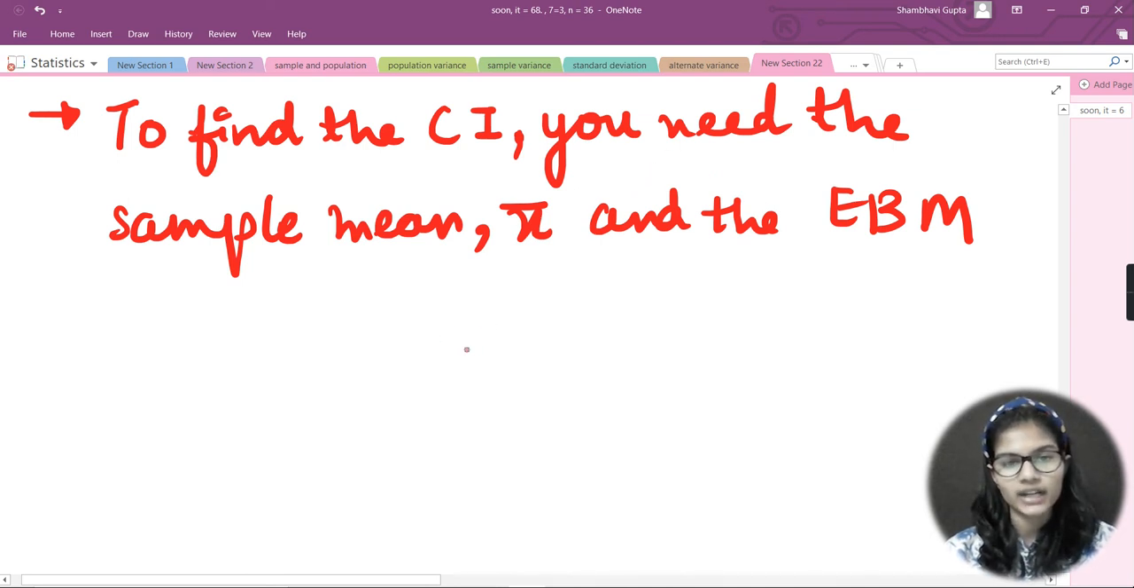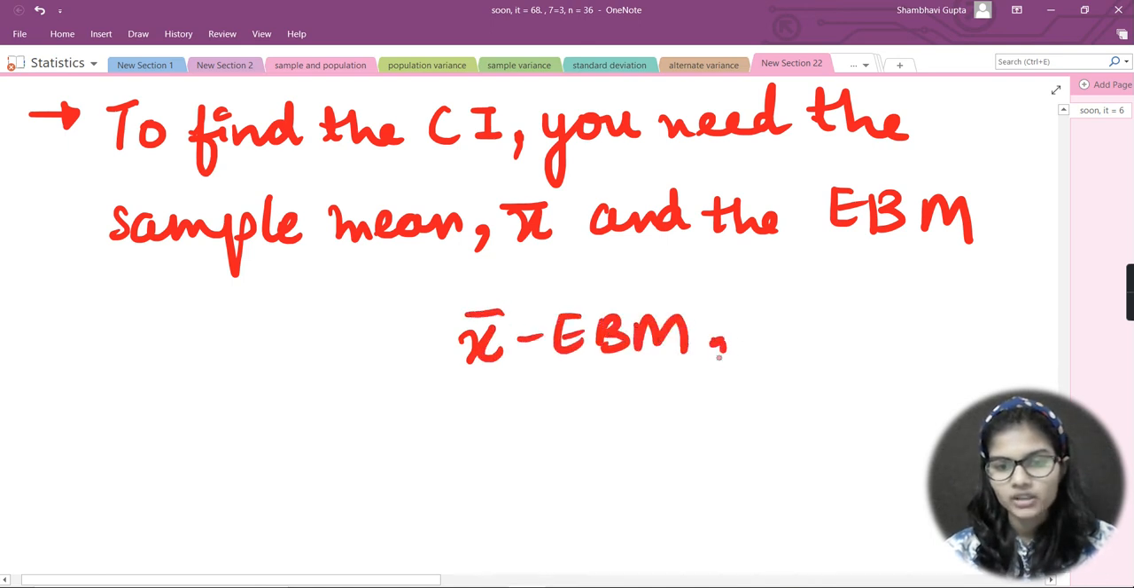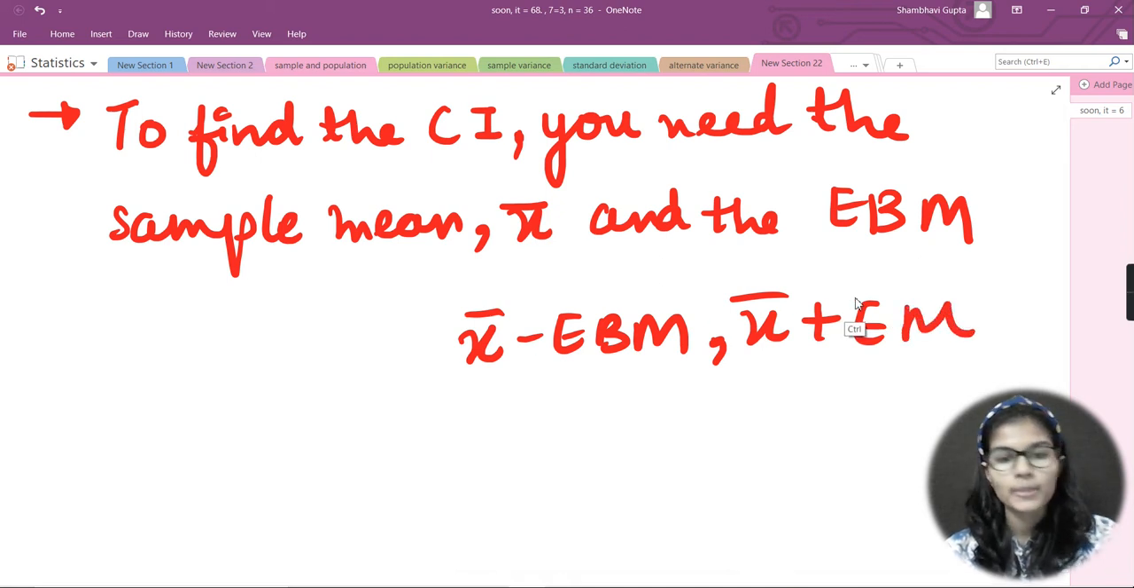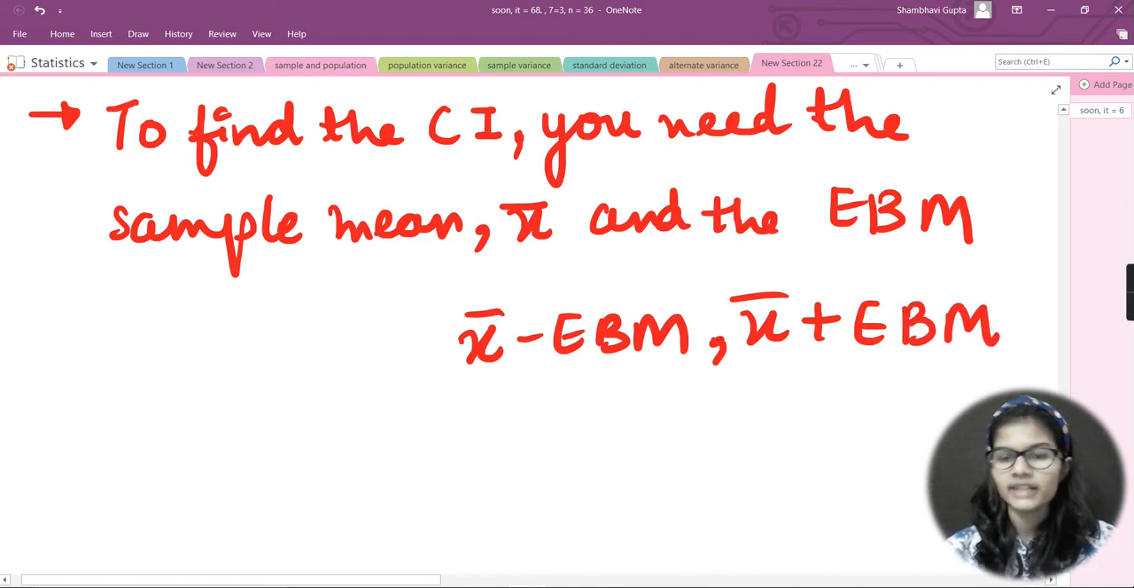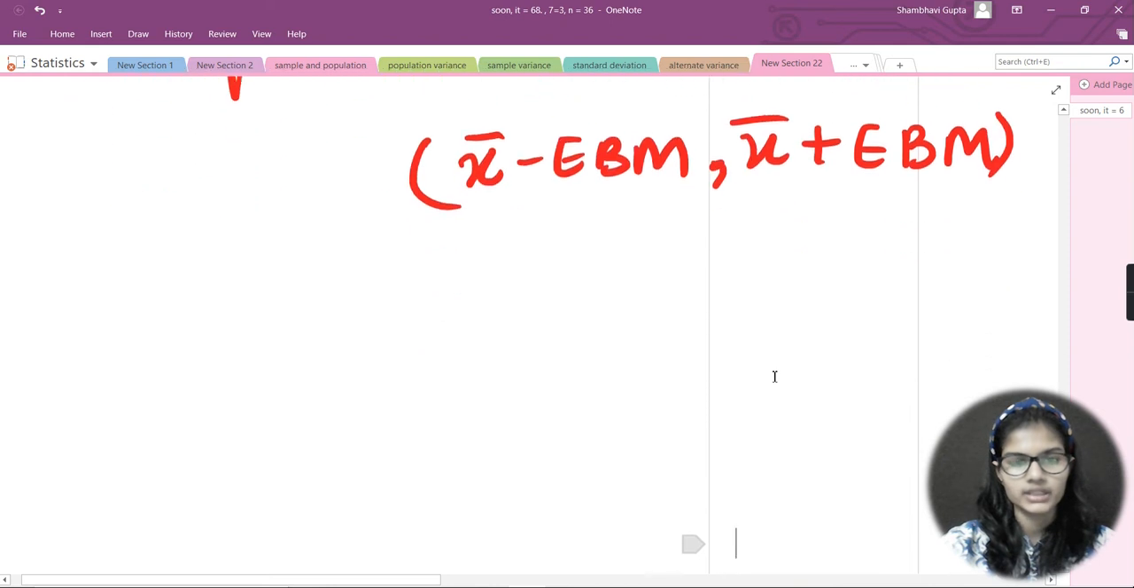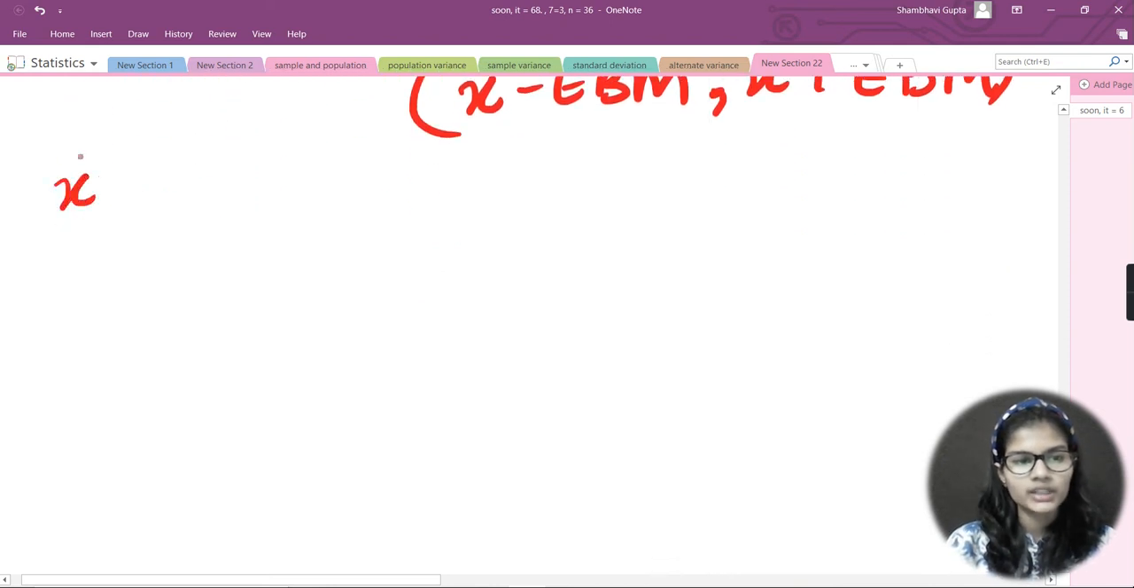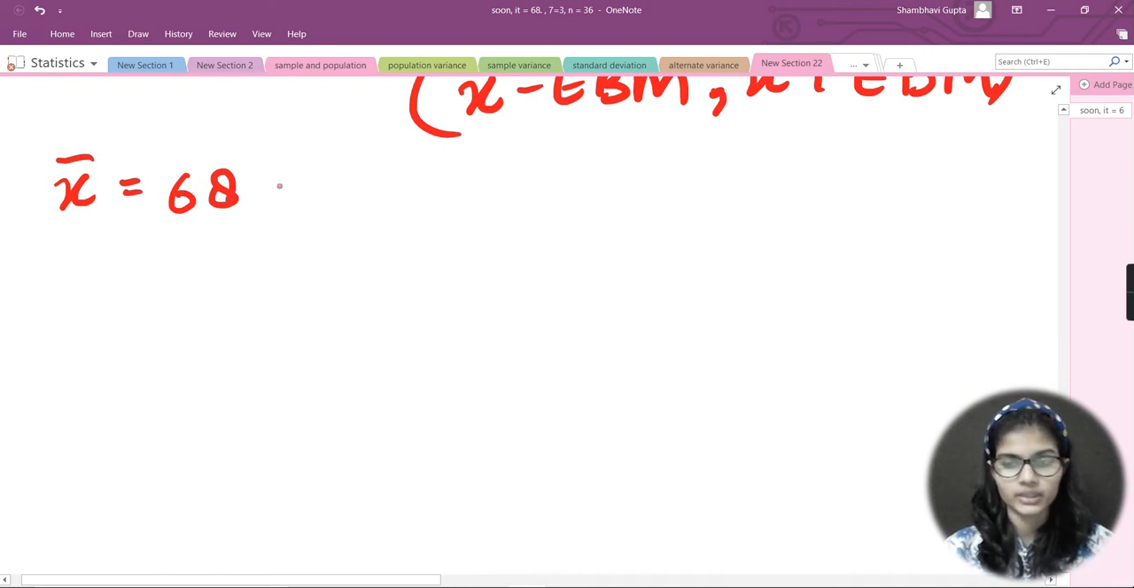The formula for that is x bar minus EBM comma x bar plus EBM. Here x bar is the mean and EBM is the error bound mean. This is the format we use for finding the confidence interval. If we have only these two things, we will be able to find the confidence interval. In our case, we know x bar, that is 68. Above we had seen in the question that x bar was 68.